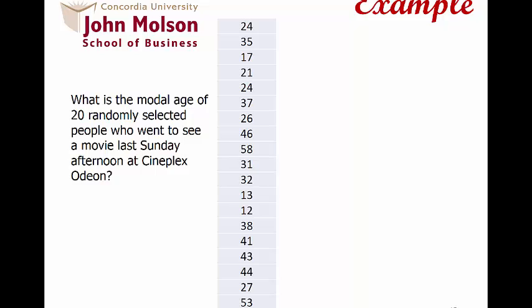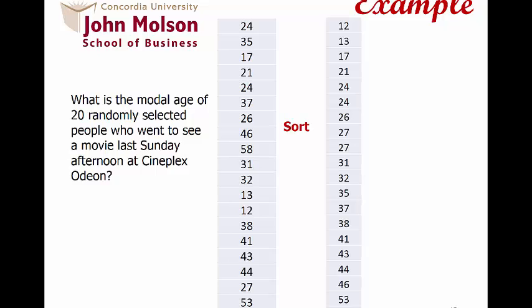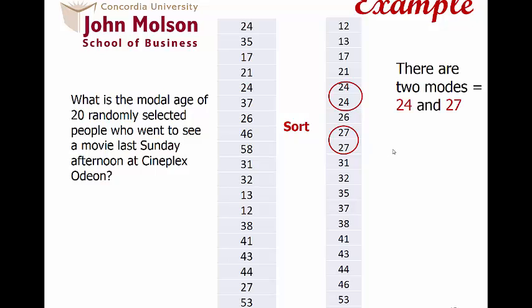So let us find the modal age of those 30 selected people who went to see the movie last Sunday. I have to look in increasing order. I sort them. And now, are there any repetitions? Well, I see that 24 is repeated, and I see 27, and I have no other repetitions. 24 is the most frequent, and 27 is also frequent. So in this case, I have two modes. It is a bimodal distribution. Easy to see.